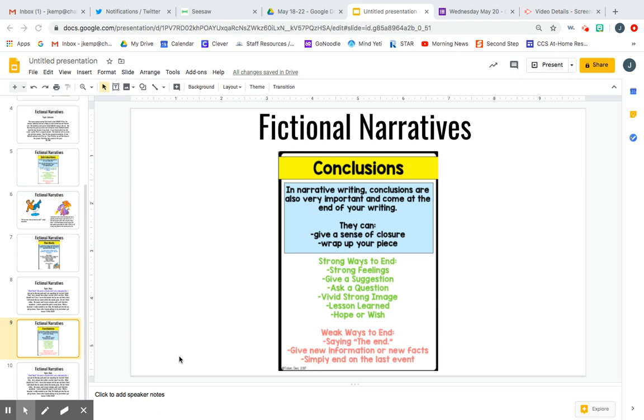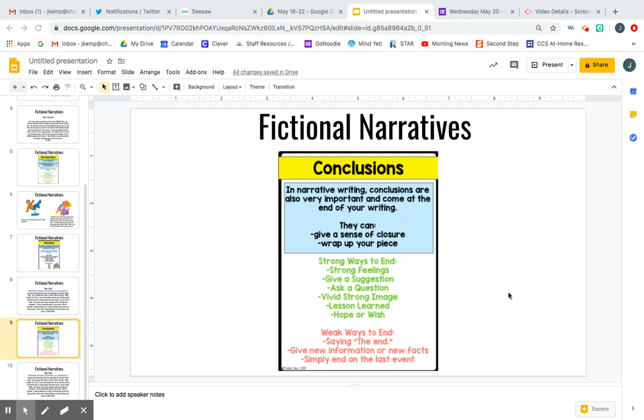The next one is a vivid, strong image. So what that means is just you're saying something that is going to be easy for the reader to picture in their mind. So that kind of is similar to one of our introductions that was like being able to describe something in detail. Those are pretty similar to each other. So again, if you use that as an introduction, you might want to pick a different conclusion for that story.